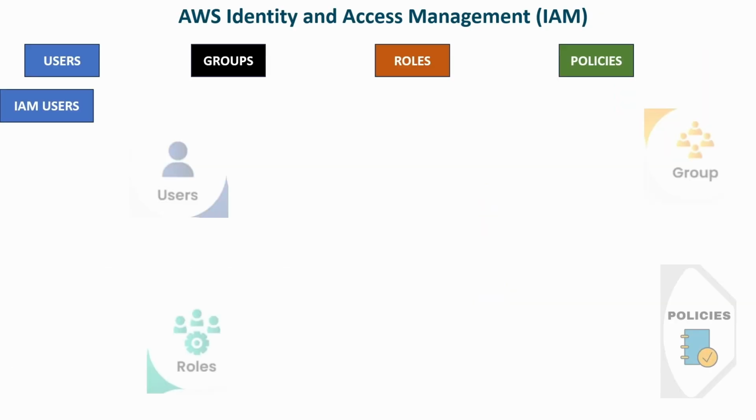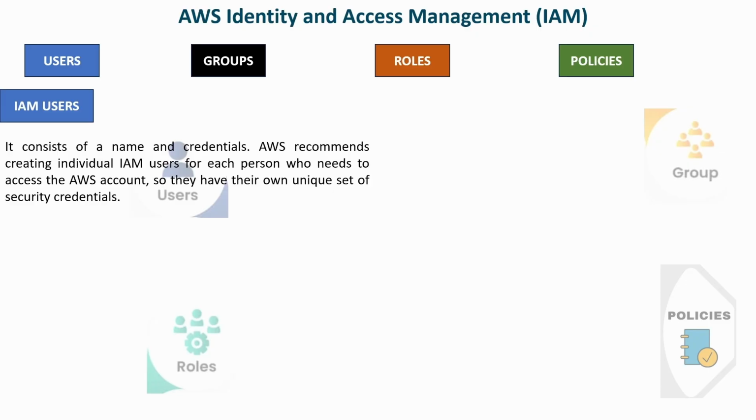IAM users represent a person or application that interacts with AWS services and resources. It consists of a name and credentials. AWS recommends creating individual IAM users for each person who needs to access the AWS account, so they have their own unique set of security credentials.